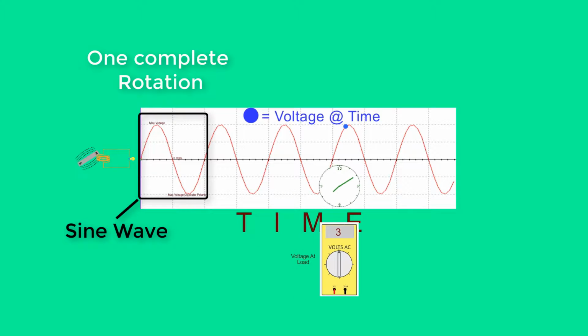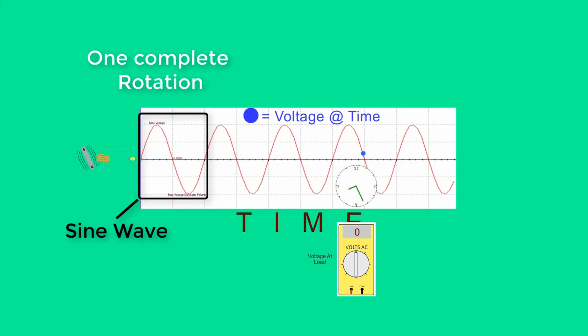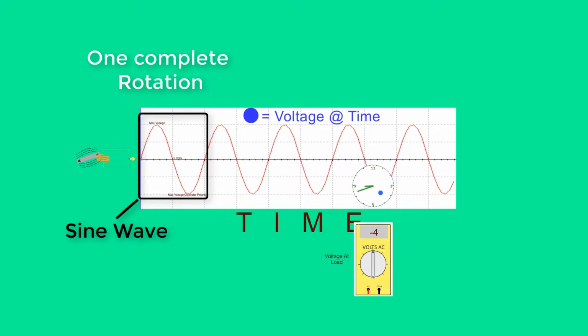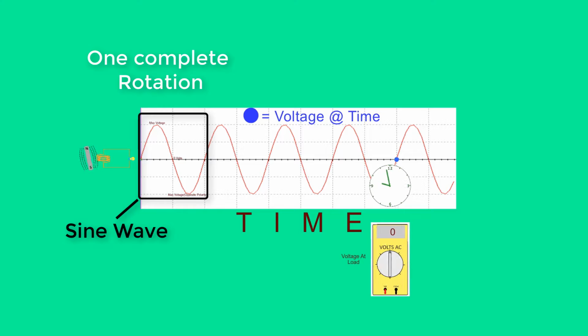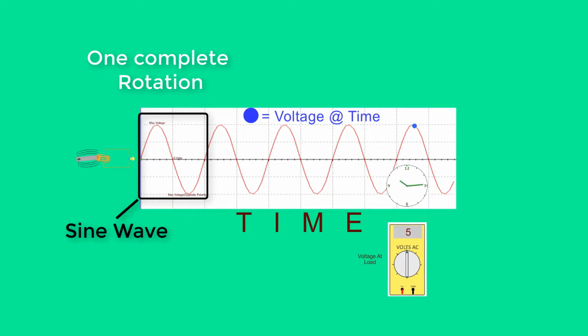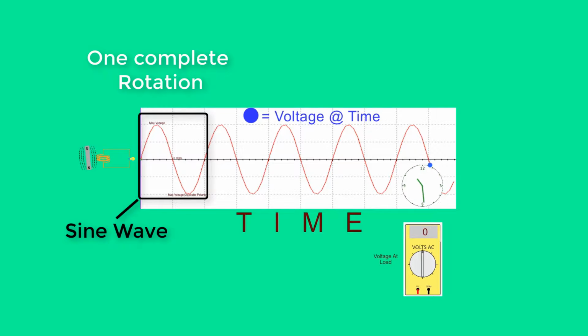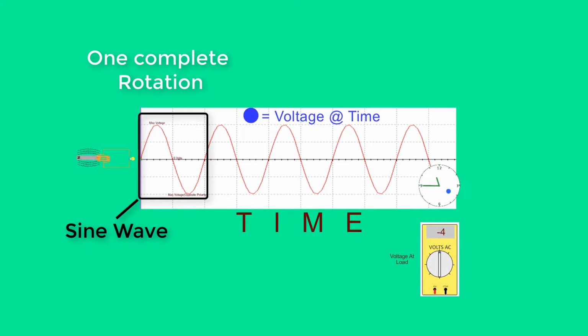The second half of the rotation produces a voltage that rises and falls in the opposite polarity. One complete cycle produces a sine wave. A sine wave is a graphic representation of the voltage on a time scale.